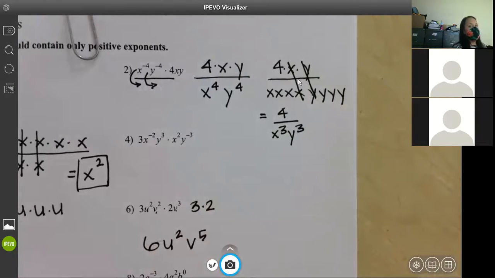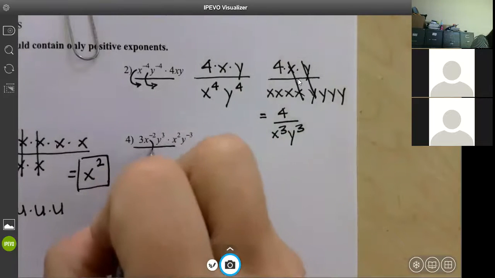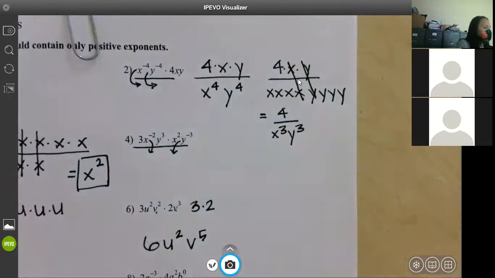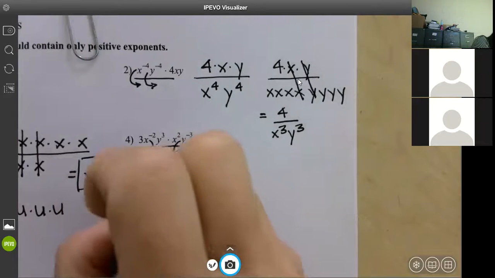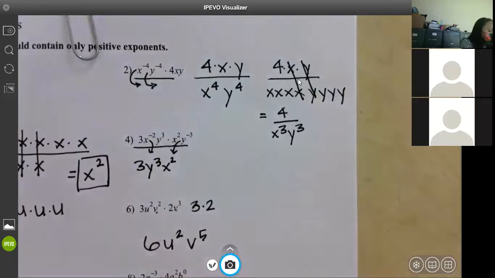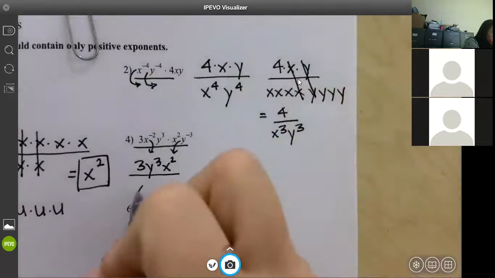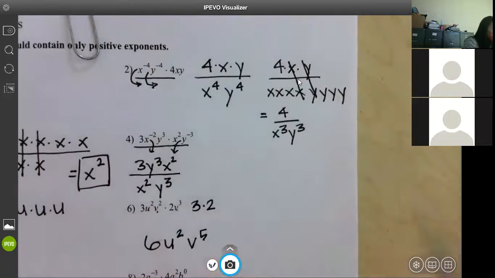So look at number 4. I got the same kind of thing. I'm going to make the divide bar. The negatives are going to go down. Anything positive is going to stay on the top. So the 3 stays on the top. The y to the third stays on the top. The x squared stays on the top. The x to the negative 2 goes on the bottom and becomes positive. And the y to the negative 3 goes on the bottom and becomes positive.